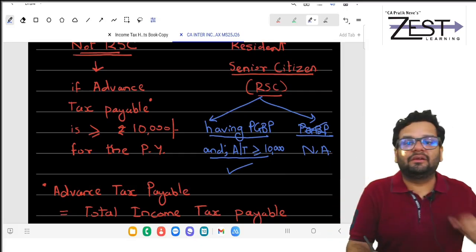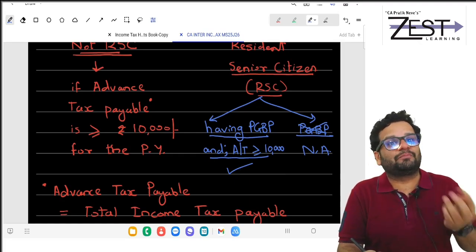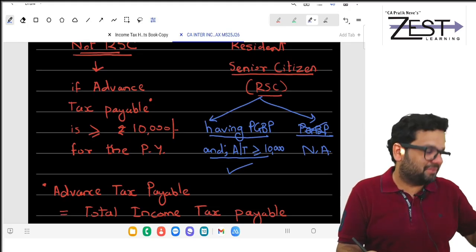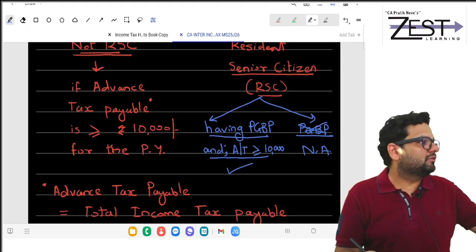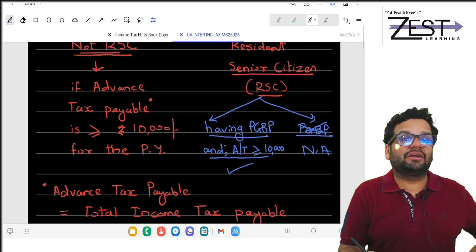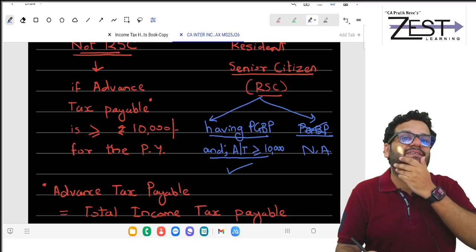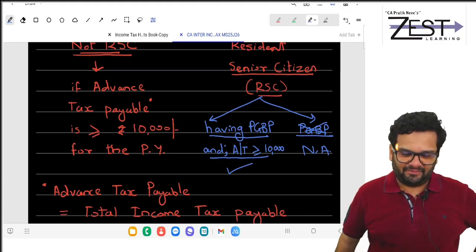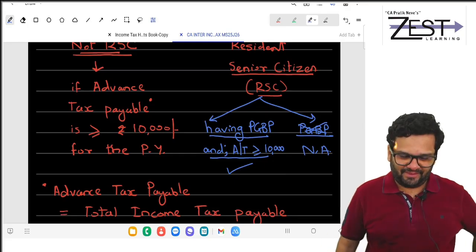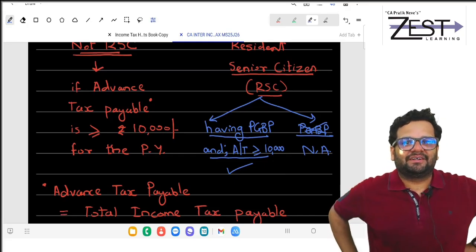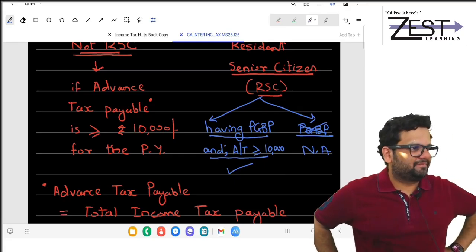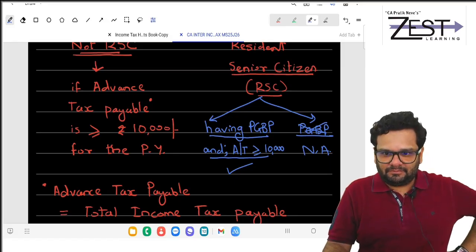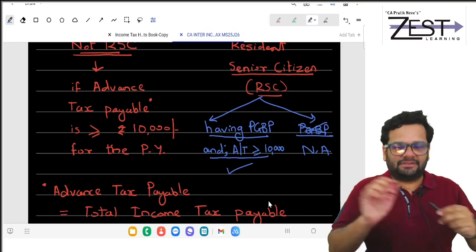We don't want to trouble those senior citizens who just have pension, FD interest, HP interest, means HP income. We don't want to trouble them. But whom will we not leave? We will not leave those senior citizens who have business. This is applicability. Did you all understand? Applicability. Yes or no? If applicability is clear, go ahead.